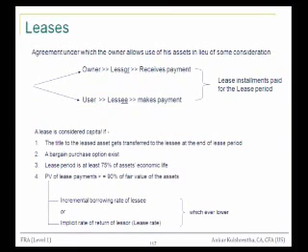And the last option is that the present value of lease payments, in today's terms, time value of money, is at least equal to 90% of fair value.